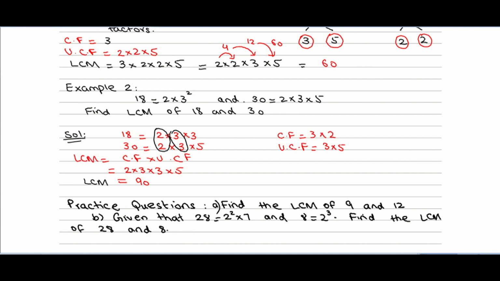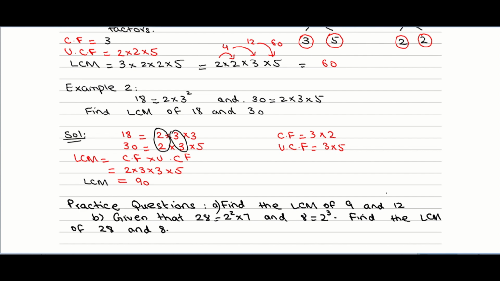For question A, it's saying find the LCM of 9 and 12. Here we are not given the prime factorization. It means the first step is we need to find the prime factors of both the numbers. Then we see what's common and what's uncommon in both the numbers. Then we multiply the common and the uncommon factors, and that will give us the LCM of 9 and 12.